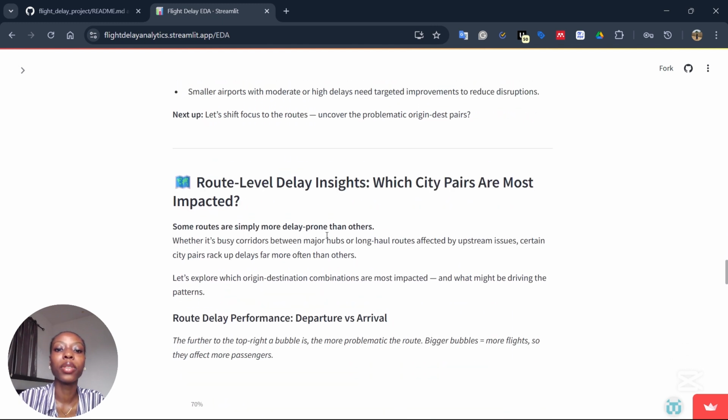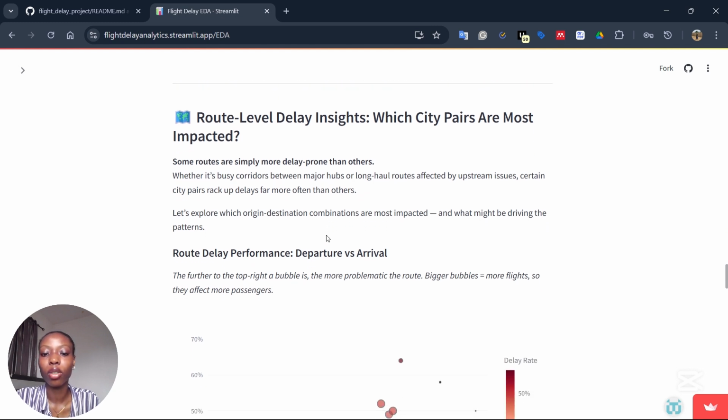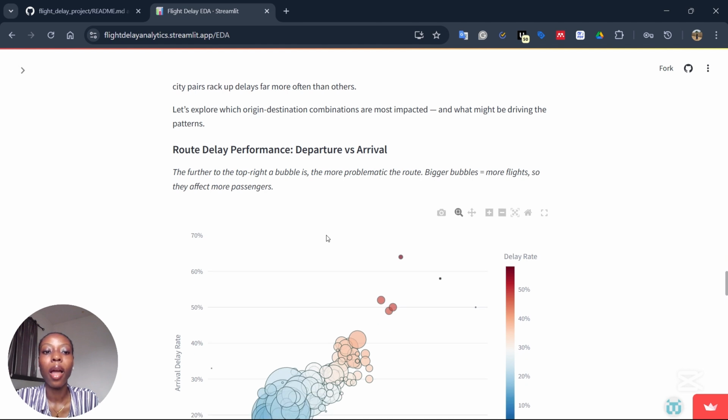So, route level delay insights. Some routes are simply more delay prone than others, whether it's busy corridors between major hubs or long haul routes affected by upstream issues. Certain city pairs rack up delays far more often than others. Let's explore which origin-destination combinations are most impacted and which might be driving patterns.